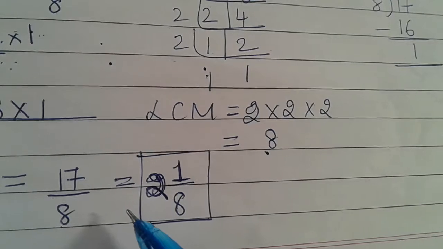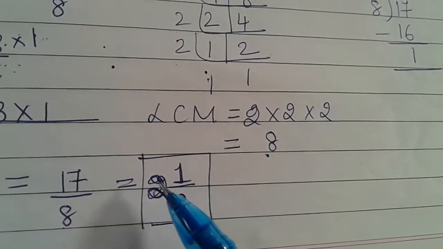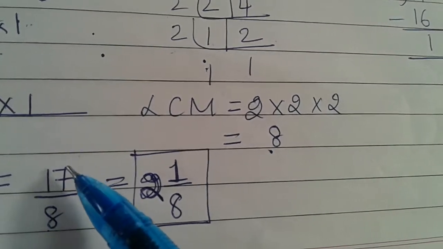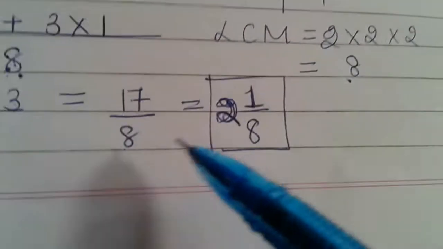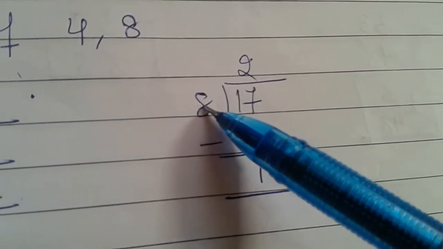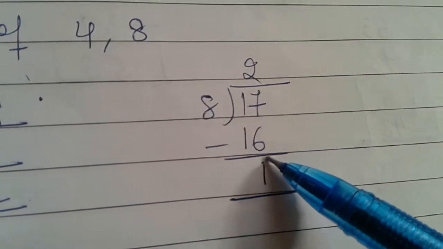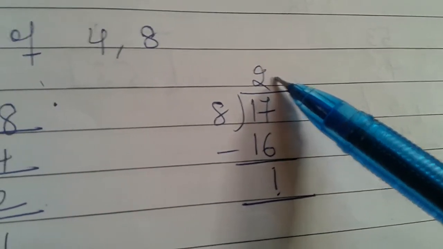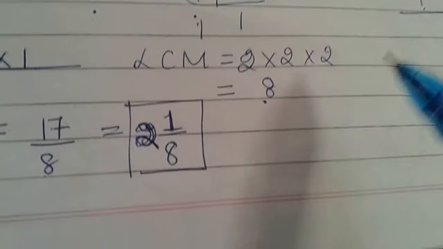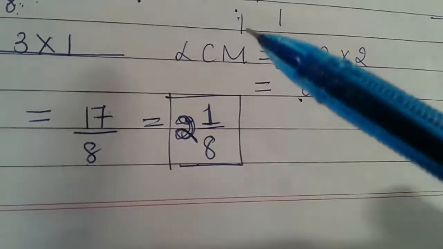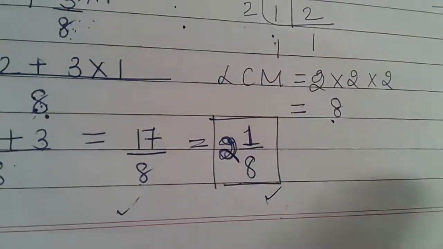So I have to convert it into a mixed fraction because it is an improper fraction. 17 divided by 8: 8 2s are 16, remainder 1. So 2 integer 1 upon 8. Okay, so this is the answer.